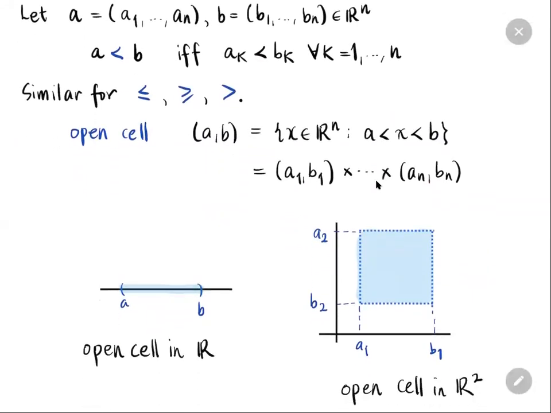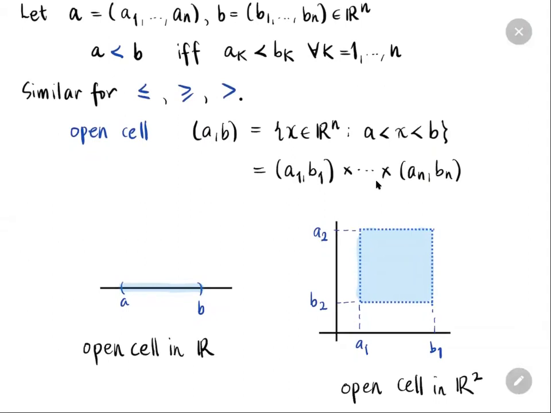So what are the open cells in R? These are basically the open intervals. What are the open cells in R2? These are the open rectangles. And in 3 dimensions, you could imagine that these are the open prisms. So in 3D, you should think of inside the box, without the surface. Those are open cells in Rn.